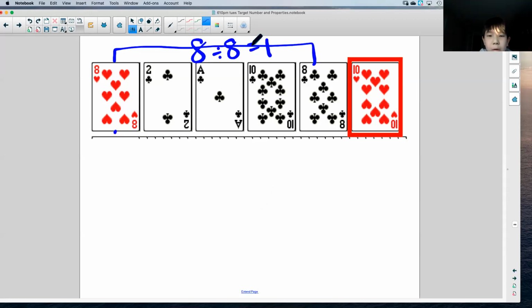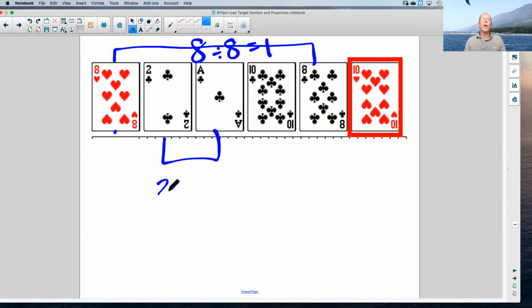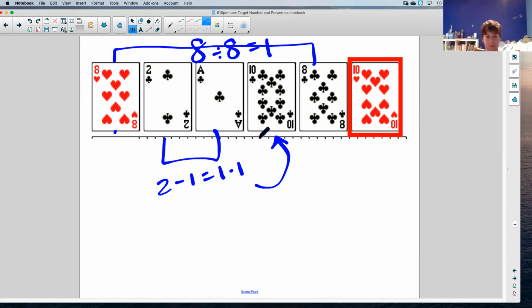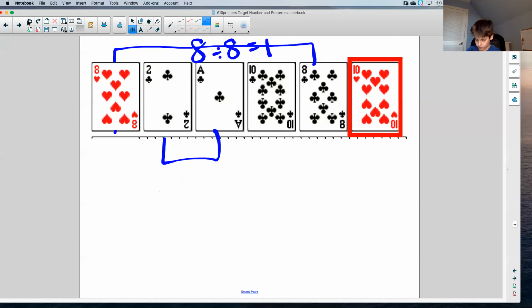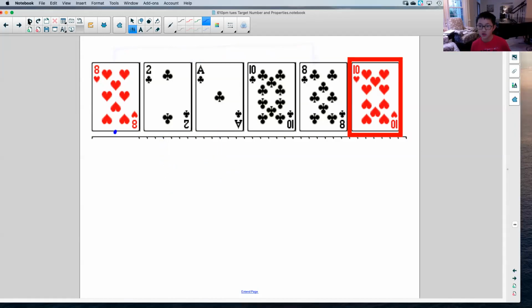Oh, I got one. Wait. 2 minus 1, but then you have to do 2 minus 1 times 1, correct? And then 1 times 10. Oh, yeah. Okay. Nice job, Seth. And Ethan. Mr. Kramer, I have a very complex solution. I want to hear it. So we're gonna go Ethan and then Andreas.